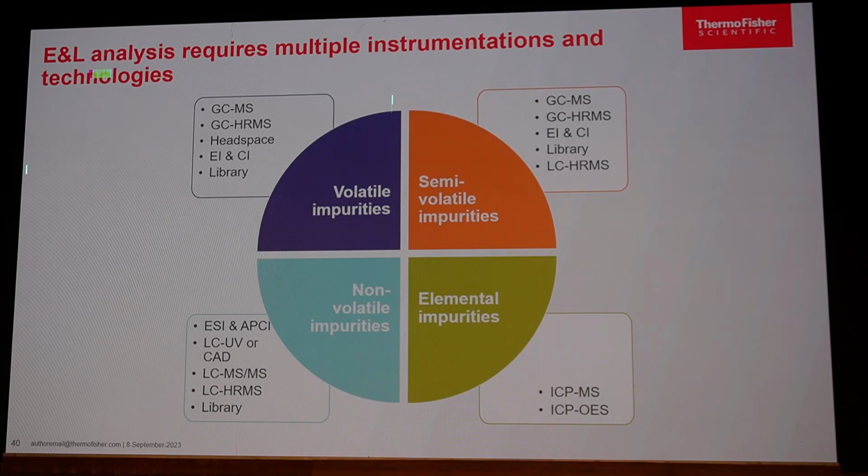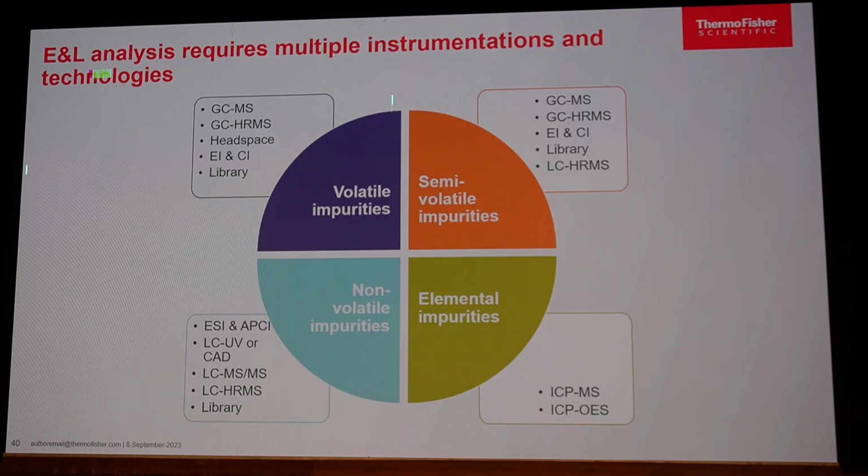So what are extractables and leachables? Extractables and leachables can come in any form. It can be a volatile impurity, it can be a semi-volatile, it can be a non-volatile, or it may be an elemental impurity. So only one analytical technique will not give you the complete solution.